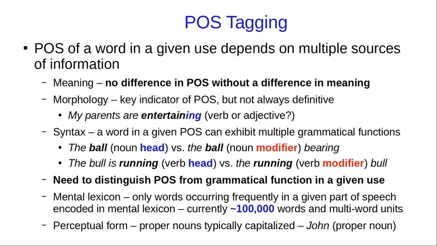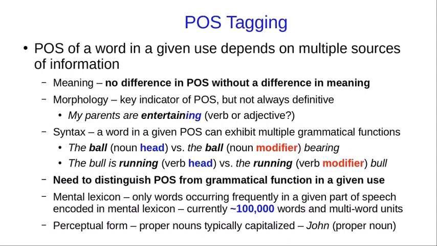But it's important to note that words can exhibit multiple grammatical functions in a given part of speech. For example, in the expression the ball, the word ball is a noun that functions as the head, whereas in the ball bearing, the word ball is a noun that functions as a modifier. Likewise, in the bull is running, the word running is a verb that functions as a head, whereas in the running bull, the word running is a verb that functions as a modifier. We need to distinguish the part of speech of a word from its grammatical function in a given use.